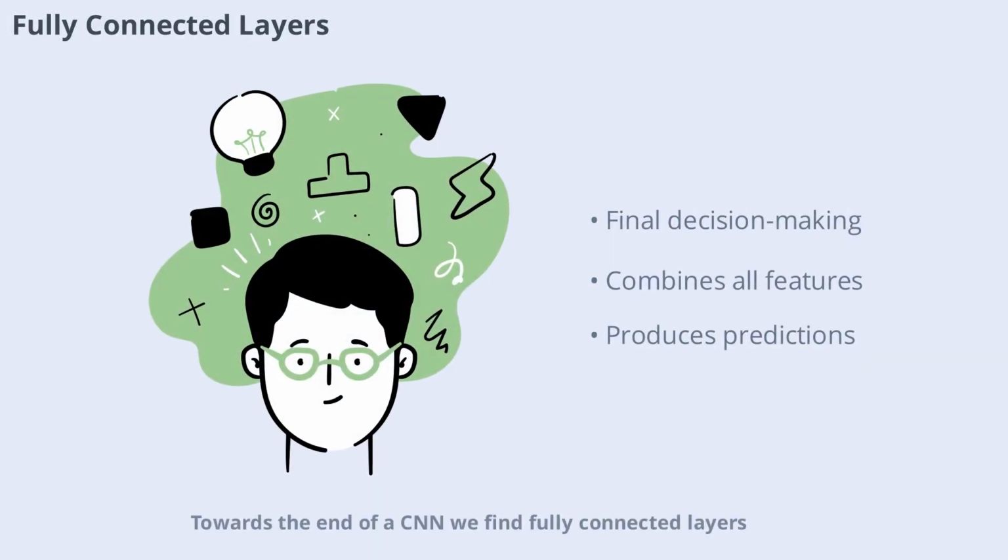Towards the end of a CNN, we find fully connected layers. These layers take the high-level features extracted by previous layers and use them to make final predictions. In image recognition, this could mean identifying whether an image contains a cat, a dog, or a car. Fully connected layers act as the decision makers, combining all the information gathered to produce a meaningful output.